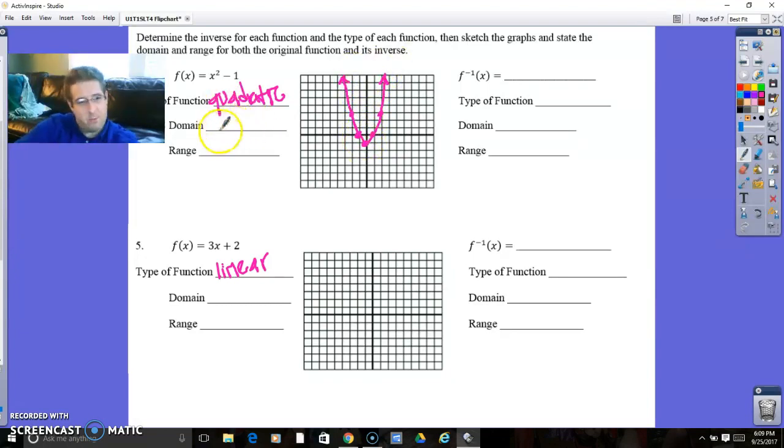Now, domain, left to right, that would be infinite. All real numbers, because it's going infinitely left and infinitely right. Range, meaning the height, the lowest it possibly goes is negative 1. So y has to be greater than or equal to negative 1. It can be negative 1, and it can be anything that's above negative 1.